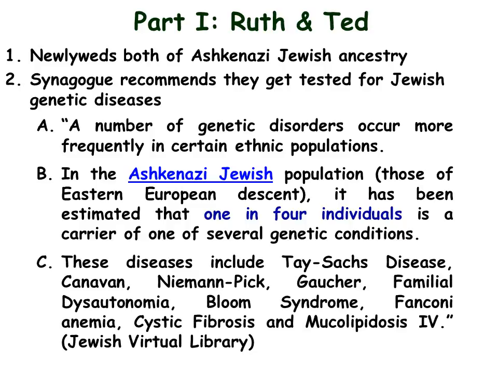The diseases, and there are quite a few. In fact, they're actually tested for 19; some other places recommend about 21. But Tay-Sachs disease, Canavan, Niemann-Pick, Gaucher, I finally found the right way to pronounce it, familial dysautonomia, Bloom syndrome, Fanconi anemia, cystic fibrosis, and mucolipidosis 4. And this is all from something called the Jewish Virtual Library, which is actually a consortium of American-Israeli personnel. It's actually kind of fascinating, if you like history and things like that.